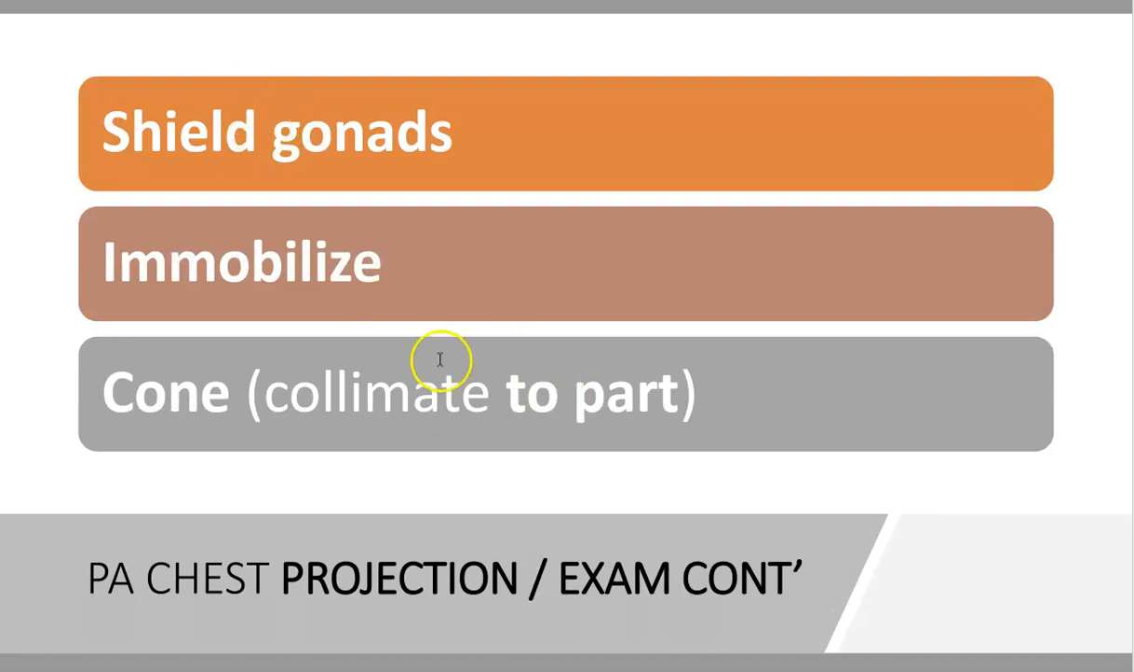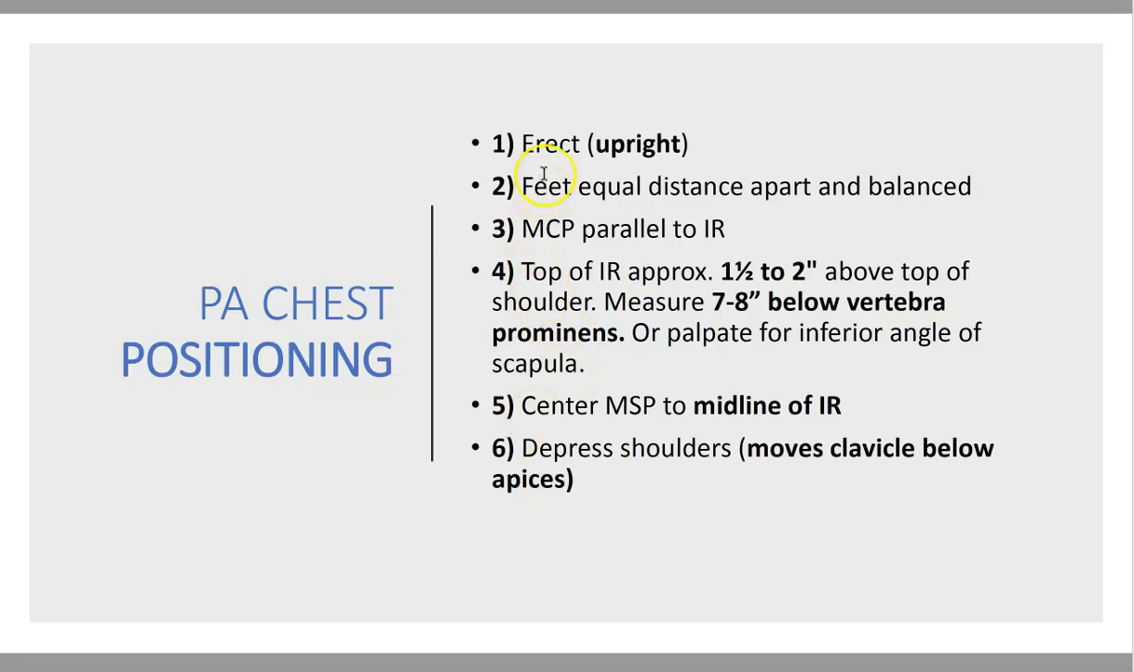We want to make sure to shield our patient, immobilize. That's probably going to be with breathing instructions, but it can also be by asking your patient to hold on to the board, almost give it a hug. You want to do this exam upright whenever possible. Feet should be equal distance and pointed straight forward to prevent any rotation. The mid-coronal plane should be parallel to the IR. Please, if that's not quite clear by trying to visualize it, please talk to your lab instructor about exactly what that means.